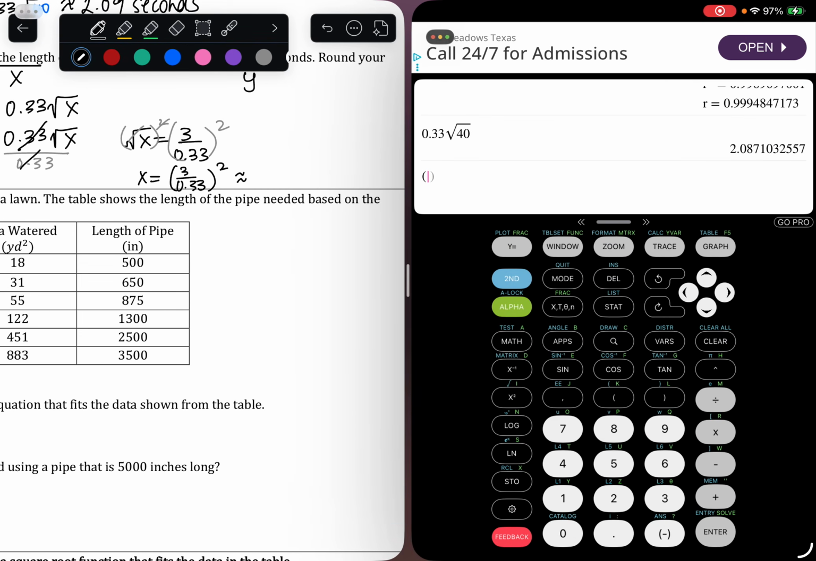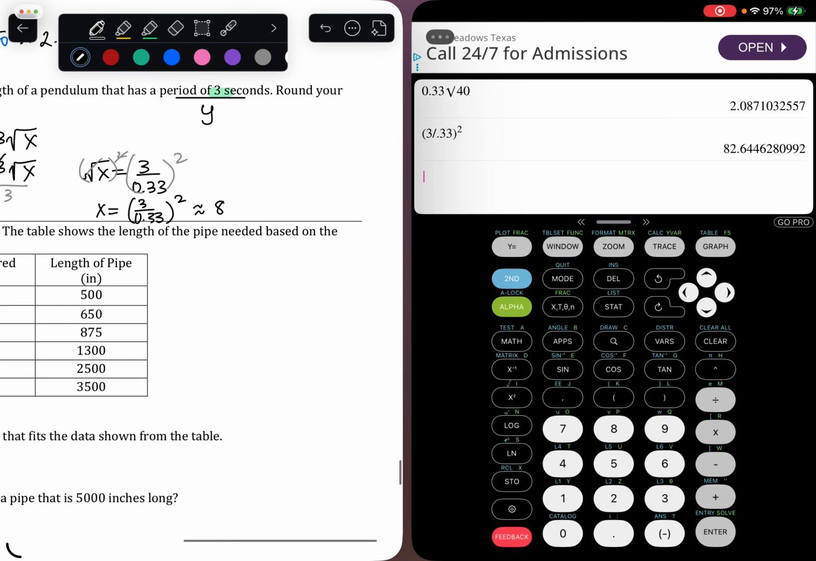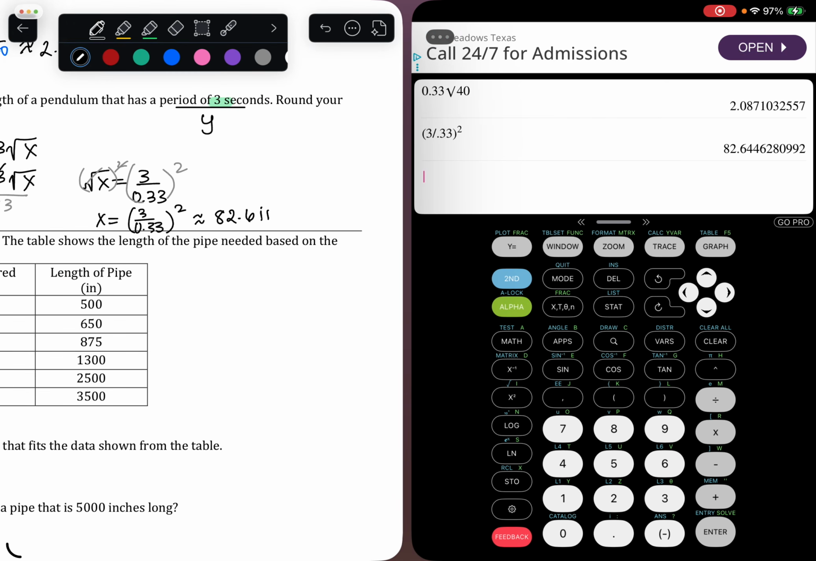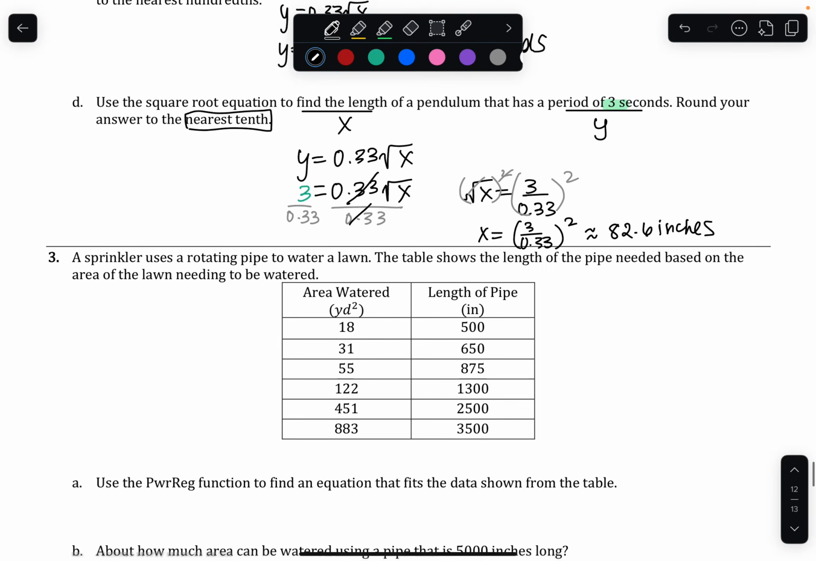Okay, so 3 divided by 0.33, squared. About 82.6. And then that is measured in inches. On AP tests, they care a lot about units, so we're trying to train y'all to include units.